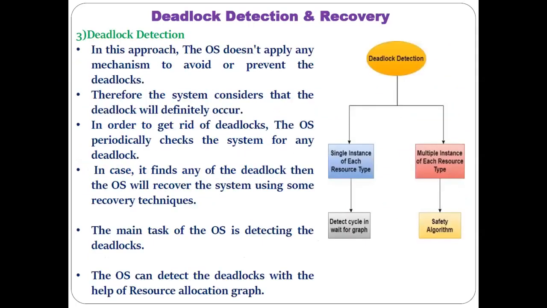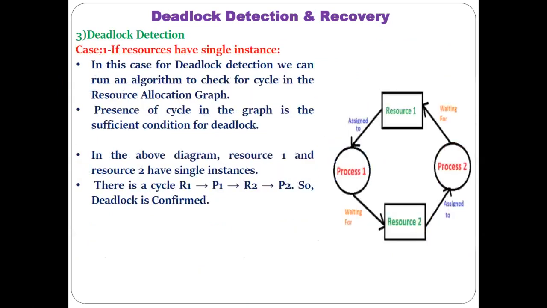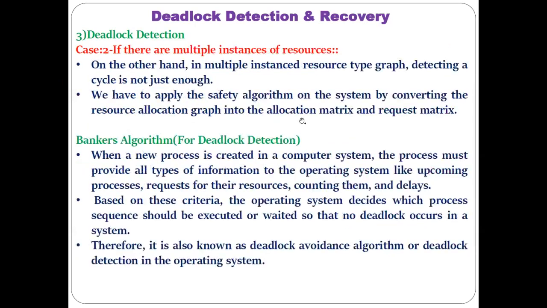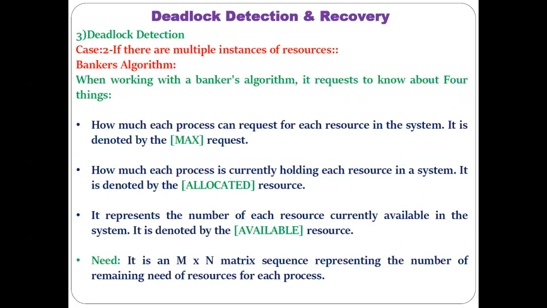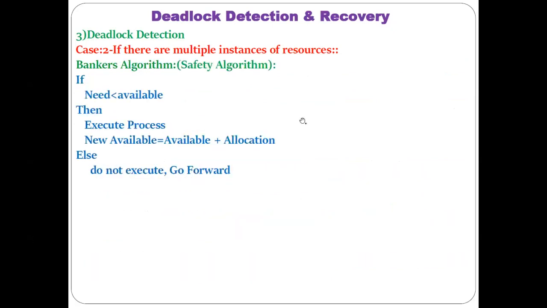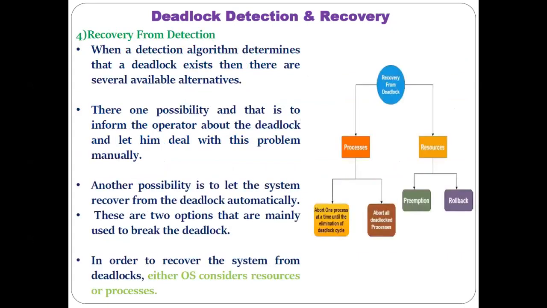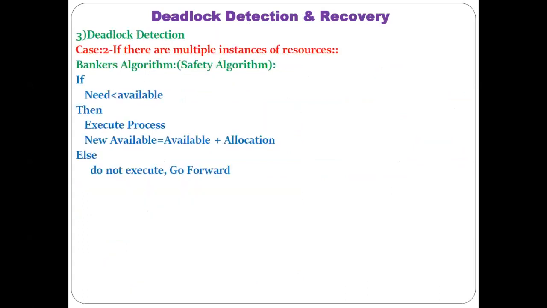One approach is regarding single instances of each resource type, and the second approach is regarding multiple instances of each resource type. In the single instance case, if a cycle is detected in the resource allocation graph, then we can say the deadlock has been detected. In the second approach, where there are multiple instances of each resource type, along with the cycle detection we have to apply the banker's algorithm, and in that we apply the safety algorithm, which will tell us whether there is a deadlock in the system or not. That is the third deadlock handling strategy, called deadlock detection.